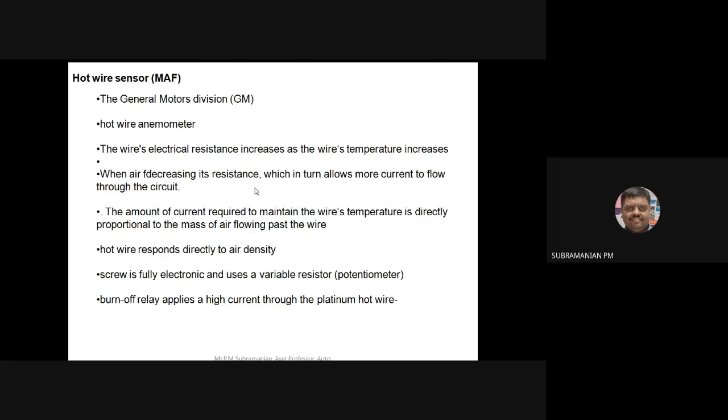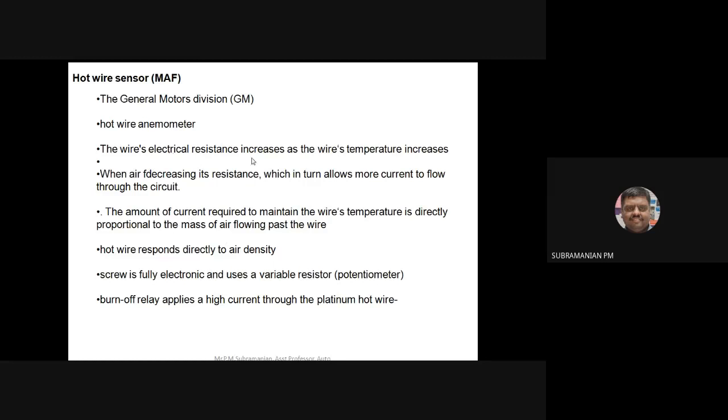When the resistance decreases, what will happen? Previously current would not flow. Now due to the air flow, temperature decreases, resistance also decreases, current will flow. Okay, current will flow in the circuit. So now the current which is flowing into the circuit will be the indication of the mass of air. See the next wording. The amount of current that I am going to give to that wire to maintain the wire temperature. That is, I have to maintain the wire temperature. That much amount of current will be proportional to the mass of air.